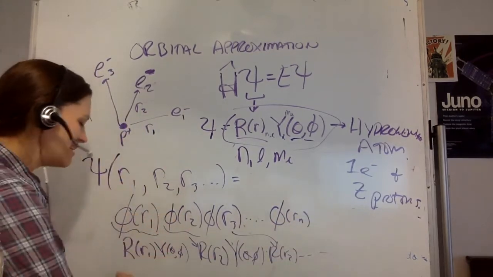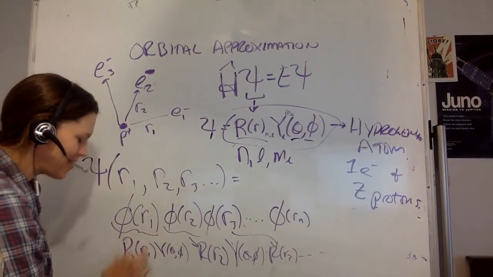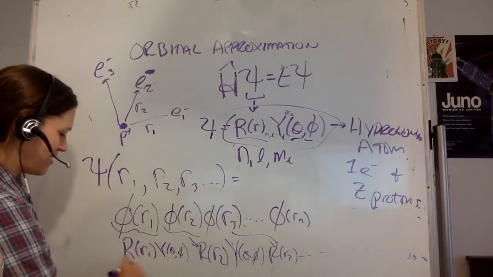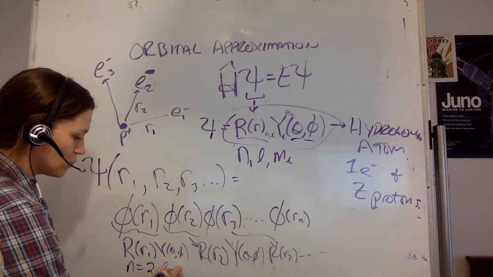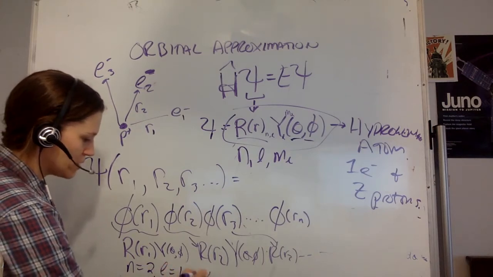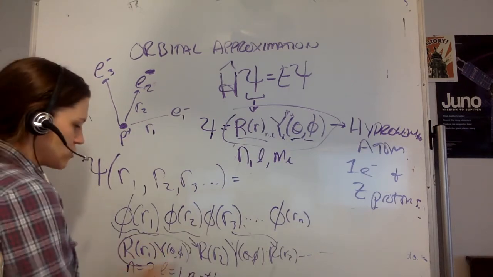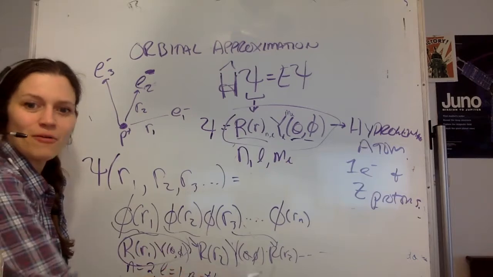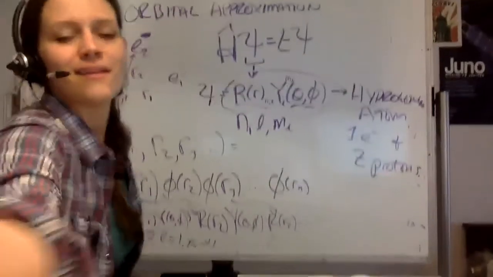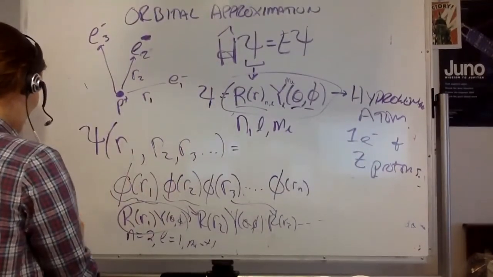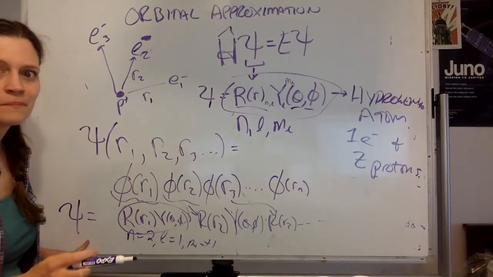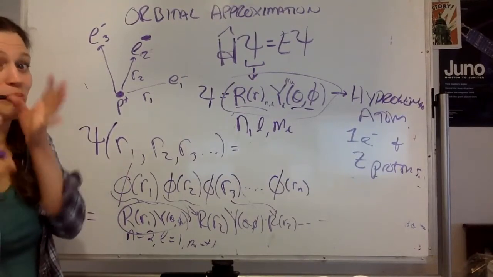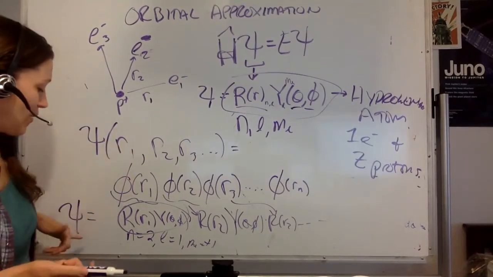So think about now, if n equals 2, L equals 1, M sub L equals +1 for this one, now imagine what the total wave function psi would equal for a multi-electron system. It's getting pretty big. It's so cool.